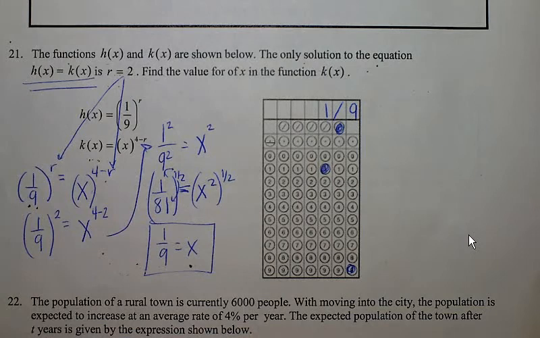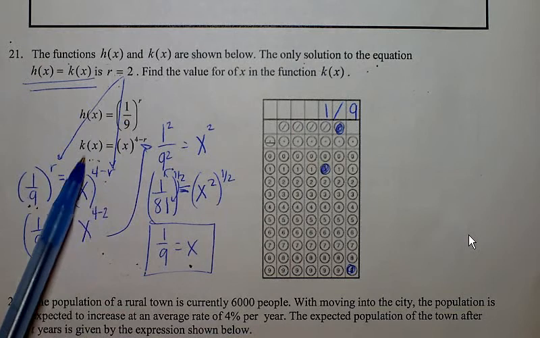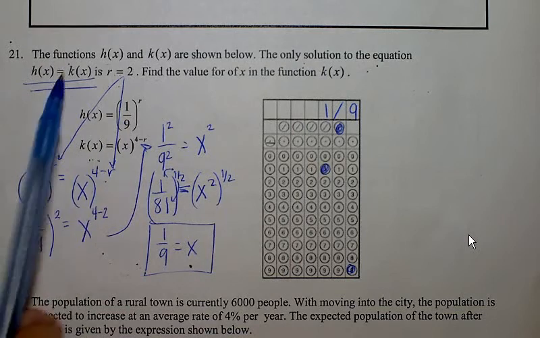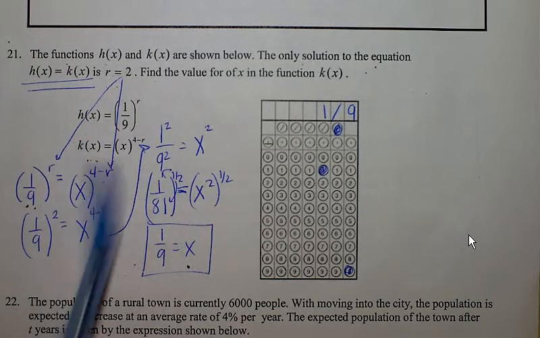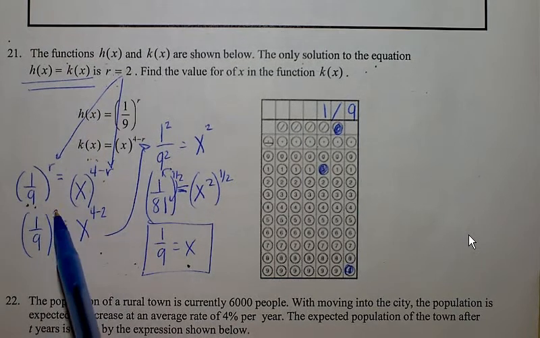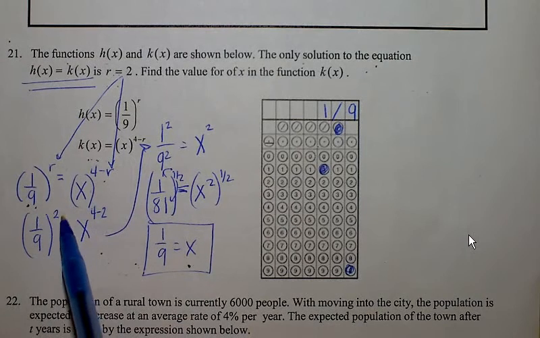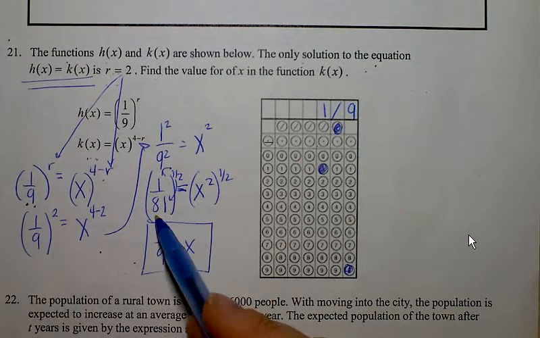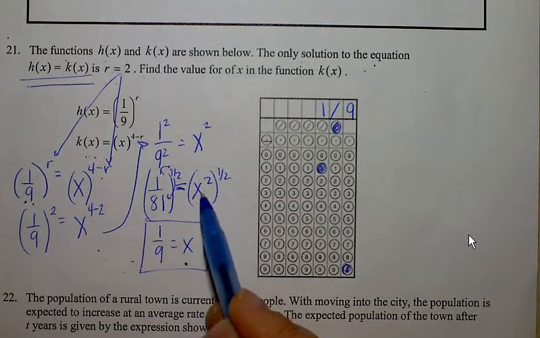So I took the two quantities, what g of x is equal to and what k of x is equal to, and I set those two amounts equal to one another. Then I replaced the r with the 2, and I needed to distribute this 2 to also the 1 and also to the 9. 1 squared is 1 and 9 squared is 81. 4 minus 2 is 2. So I have 1 over 81 equals x squared.